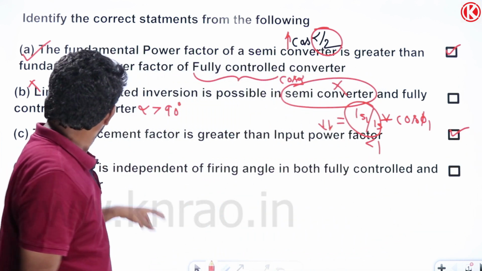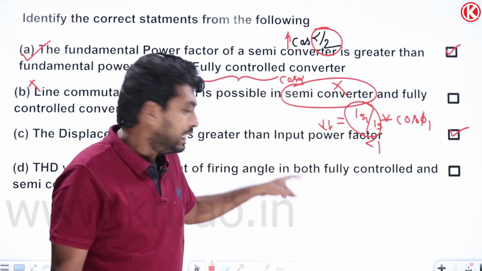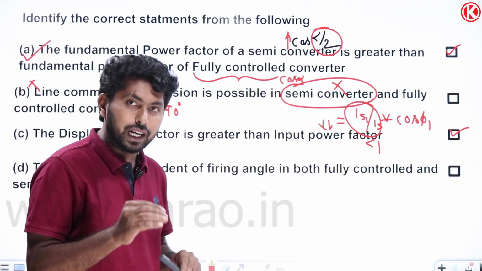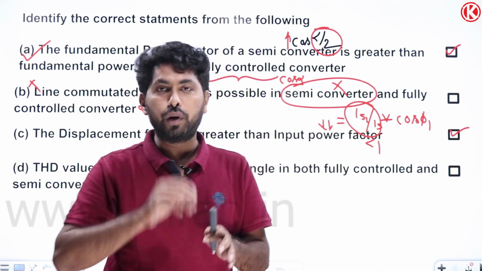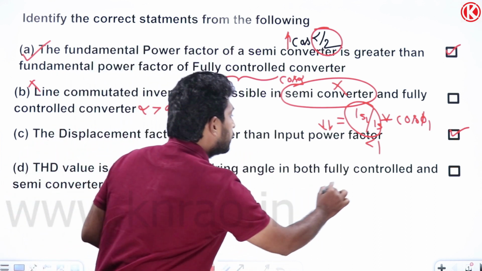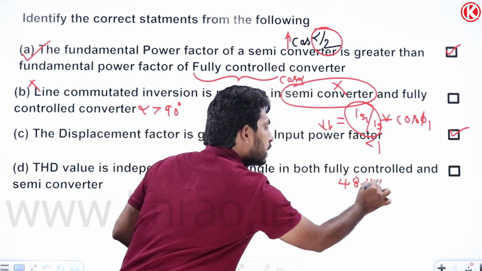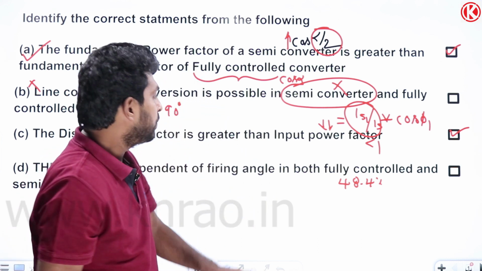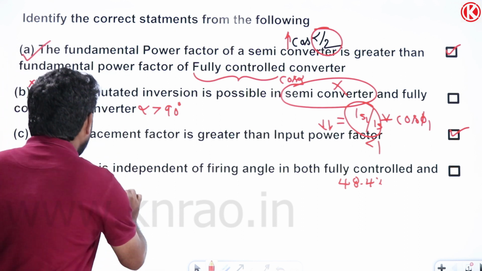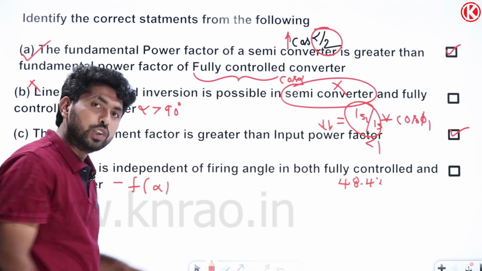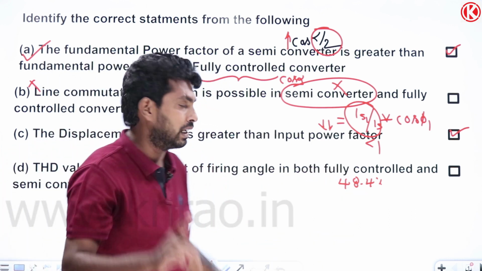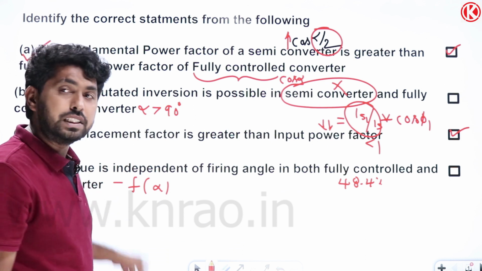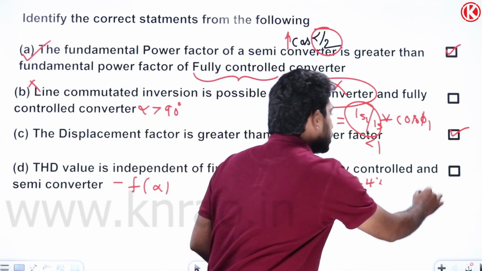Now the fourth one: THD value is independent of the firing angle in both the fully controlled and semi converter. Is it right or wrong? We know that the THD of the fully controlled converter is 48.4%, for any firing angle, so it is independent of the firing angle. But for the semi converter, THD is a function of alpha and depends on the firing angle. So this statement is wrong.